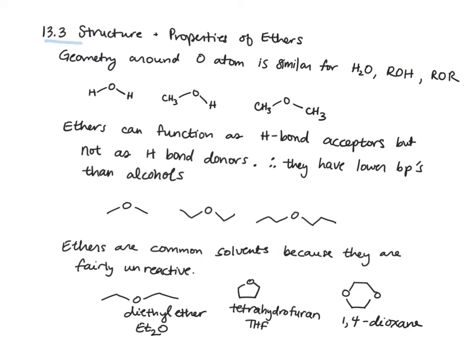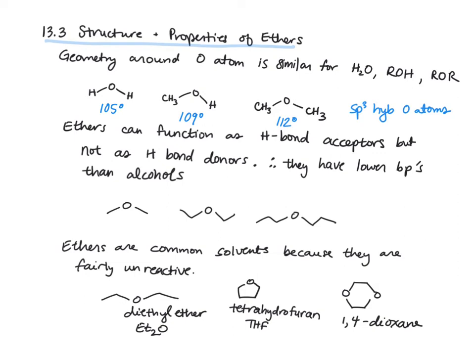The structure and properties of ethers is next. The geometry around an oxygen atom is similar for water, an alcohol, and an ether. With water having a 104.5 degree bond angle, you'd expect something similar for methanol, which is at 109 degrees, and dimethyl ether is at 112 degrees. This also tells you that these are sp3 hybridized oxygen atoms.